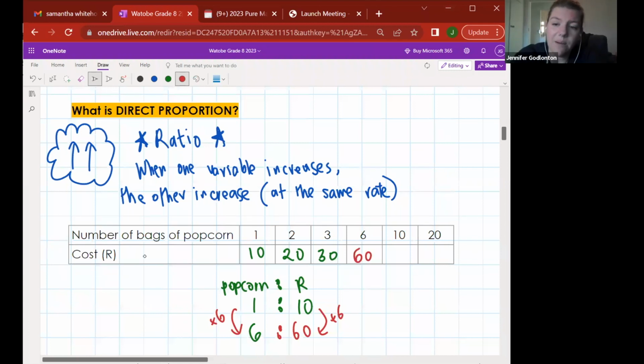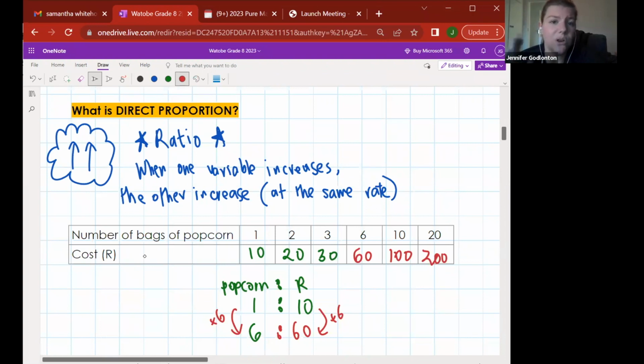Okay. How much will 10 bags of popcorn cost me? 100. Beautiful. How much will 20 bags of popcorn cost me? 200. And that, my lovely friends, is direct proportion. That is as easy as direct proportion is.